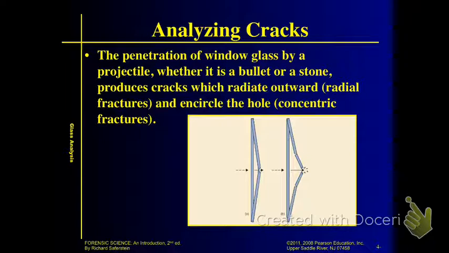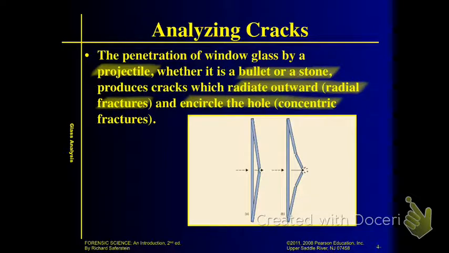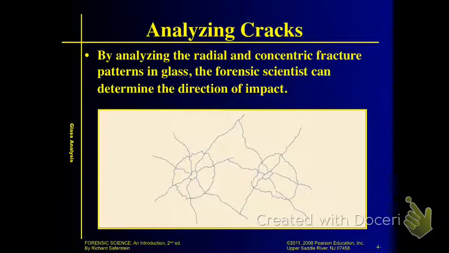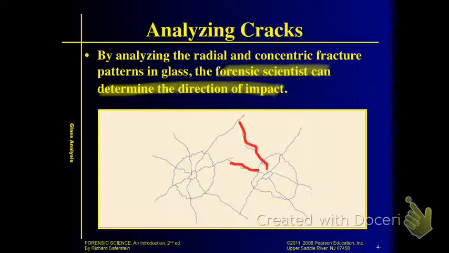The penetration of window glass can also be analyzed. Some kind of a projectile, a bullet or a stone, can produce cracks which radiate outward. They're radial fractures, and then they encircle the hole, concentric fractures as well. By analyzing these, the forensic scientists can determine the direction of impact and also, in this case, which bullet hole was created first.